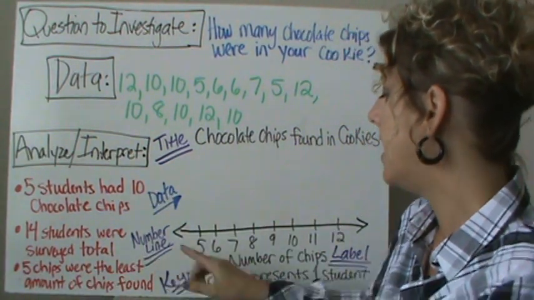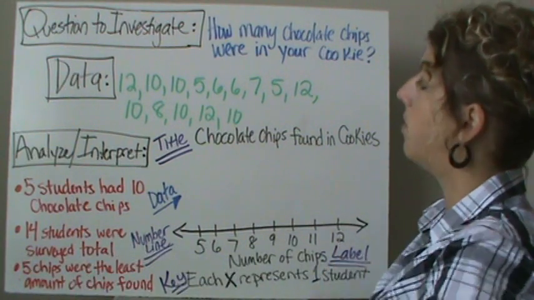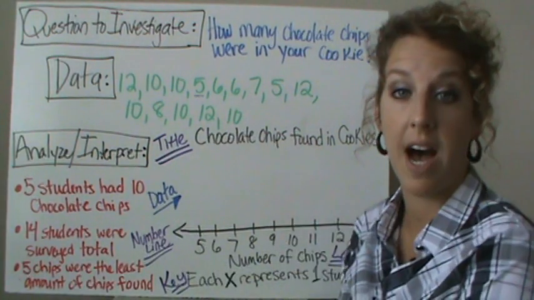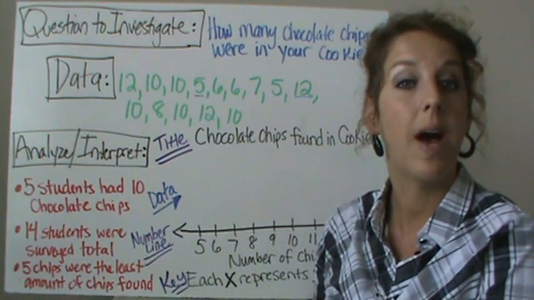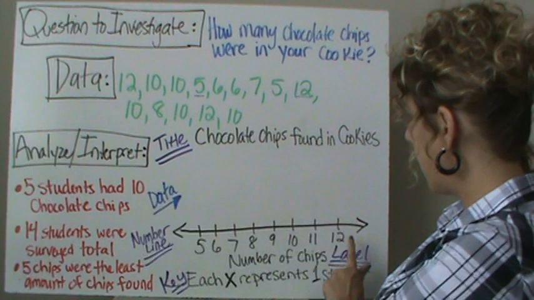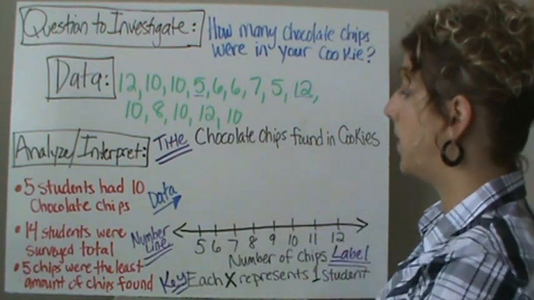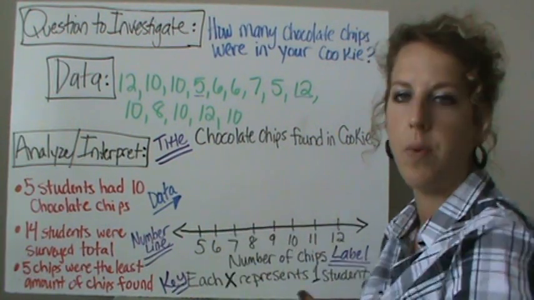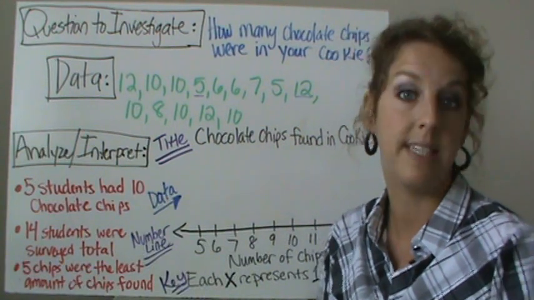Your number line. Now notice my number line starts at 5 and it ends at 12. I went to my smallest data point that I found, which was 5, and my largest data point was 12. So I don't need to start my number line any earlier than 5, and I don't have to go any further than 12. But I do want each number in between. And I want to make sure that they're properly spaced out. Just like with a bar graph or a pictograph, you want to make sure you have proper spacing so that it's easy to analyze.